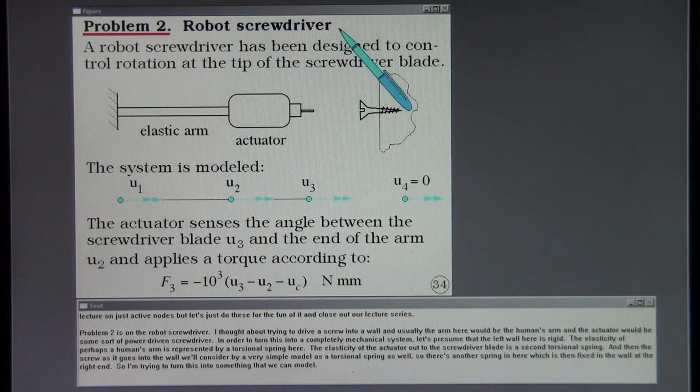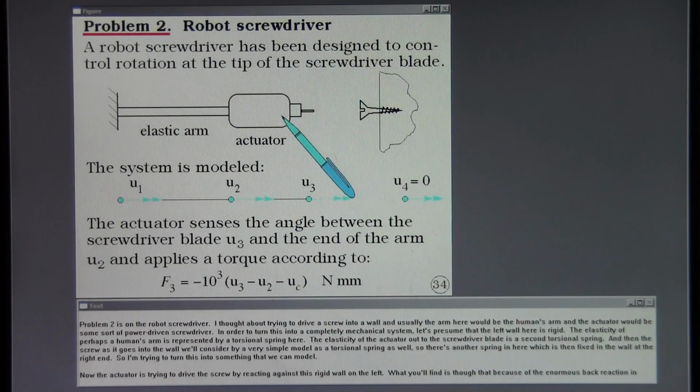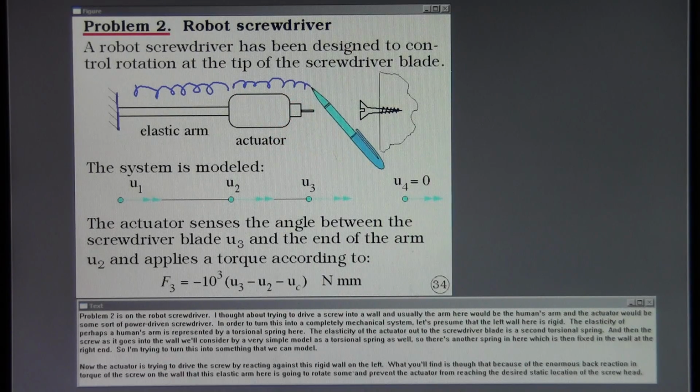Problem 2 is on the robot screwdriver. I thought about trying to drive a screw into a wall, and usually the arm here would be the human's arm and the actuator would be some sort of power-driven screwdriver. In order to turn this into a completely mechanical system, let's presume that the left wall here is rigid. The elasticity of perhaps a human's arm is represented by a torsional spring here. The elasticity of the actuator out to the screwdriver blade is a second torsional spring.